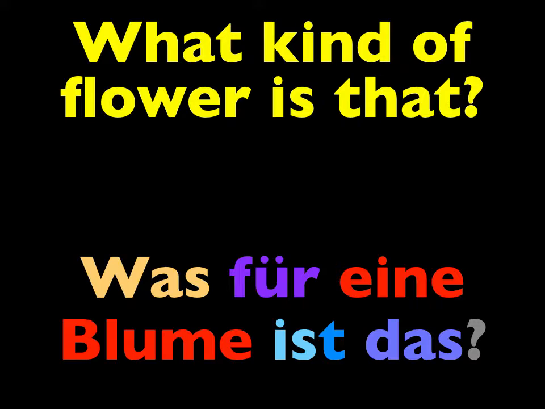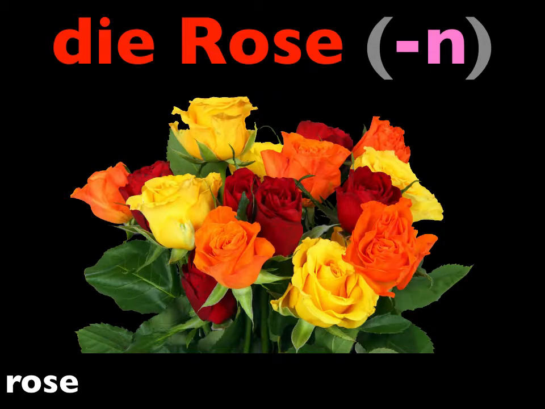Good. Now let's learn some common flowers. Repeat each twice after me. I provide the plural ending in parentheses, but we won't be repeating the plurals. Ready? The first 9 flowers are all feminine, ending in the letter E, so their plurals are just to add the letter N. Repeat. Die Rose.